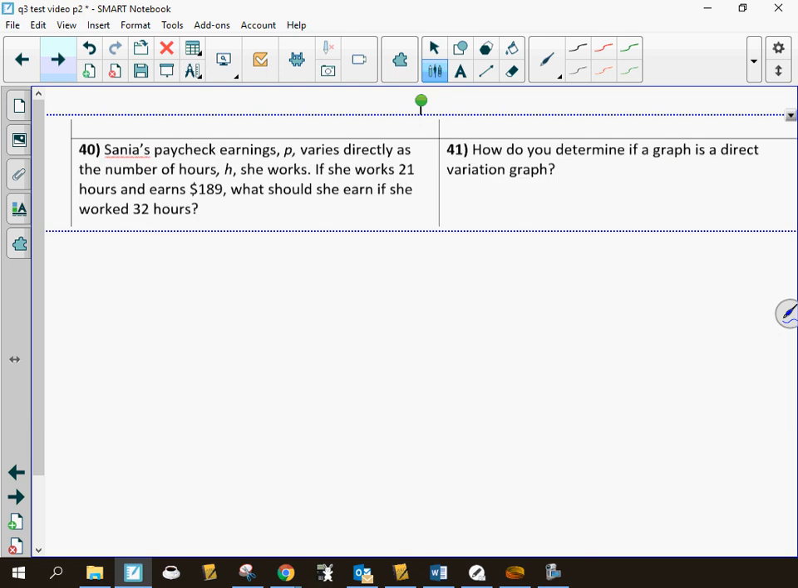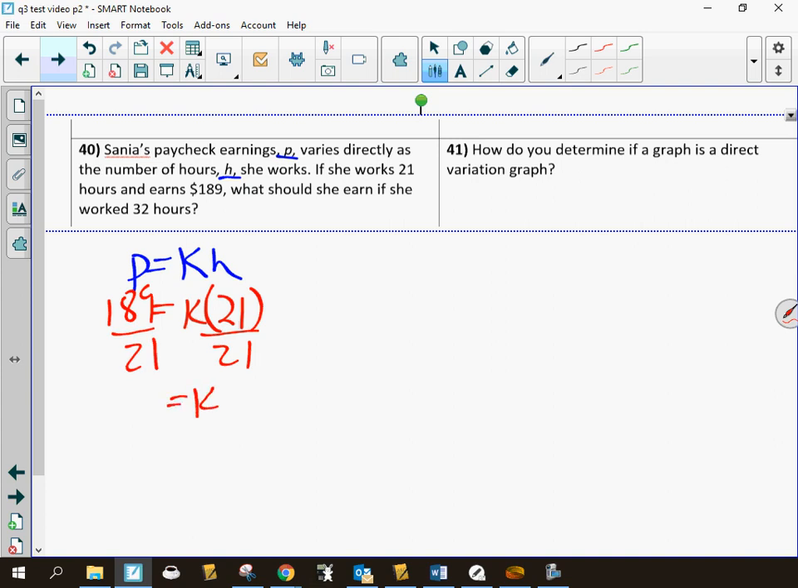Sania's paycheck earnings vary directly as the number of hours she works. So P equals kH. If she works 21 hours and earns $189, well, first we need to figure out what k is. So I divide both sides by 21, and I get k equals 9. So our full equation is P equals 9H.